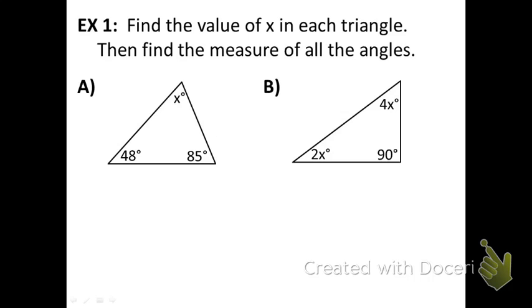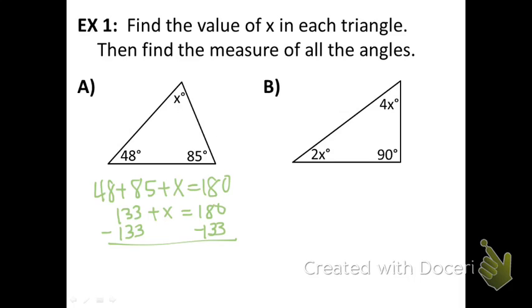In example 1, it says find the value of x in each of the triangles. We know that if we add all of our angles, it should equal 180 degrees. So we add the 48 and the 85 to get 133. Then from here we subtract 133, and we find that x is 47 degrees.